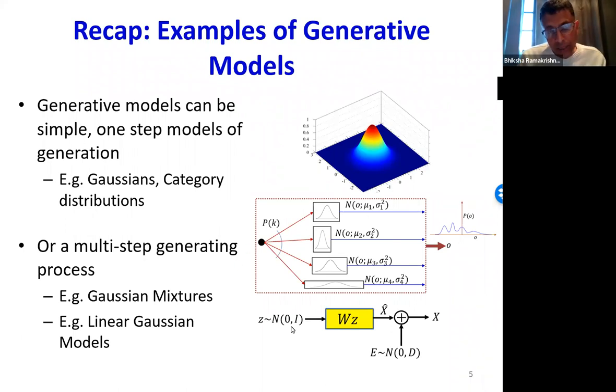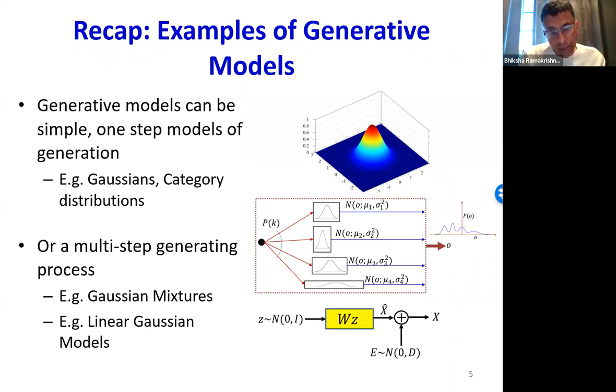But we also saw other types of generative models like the Gaussian mixture distribution, where a distribution is modeled as a mixture of Gaussians. But the generative story behind it was that there's a two-step drawing process. In the first step, we select a Gaussian. In the second step, we draw an observation from the Gaussian.